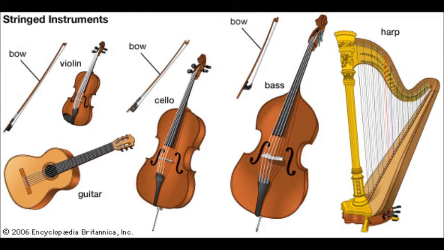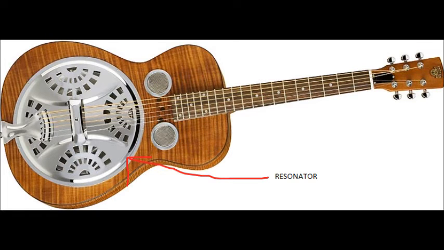Most stringed instruments have a resonator, and the guitar isn't an exception. The acoustic guitar has a resonator which vibrates in resonance when a sound is produced by the strings that act as a vibrator.